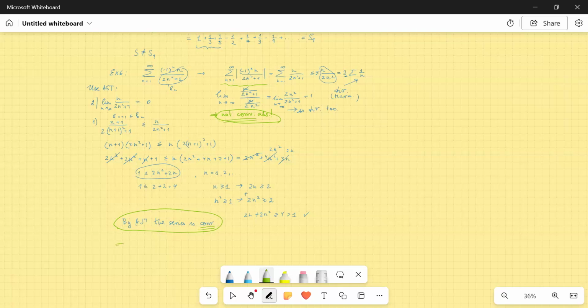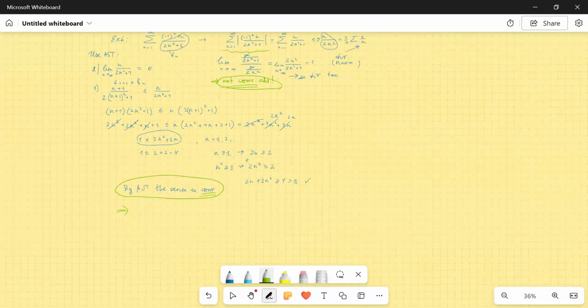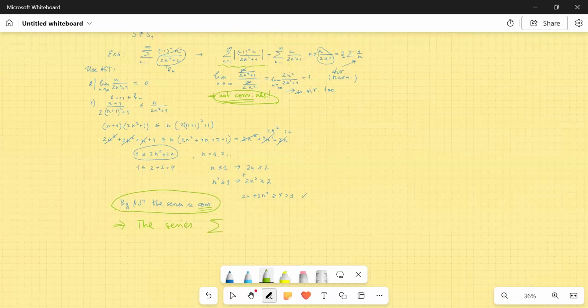I'm going to make a conclusion. My conclusion is the series, and you can copy the series if you wish, because there are so many different series. So it may make sense to copy the original series, 2n squared plus 1, is convergent conditionally. Okay, well, that's the conclusion you are making.